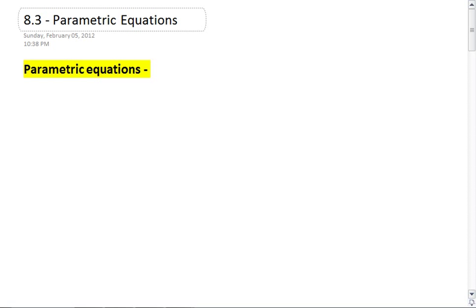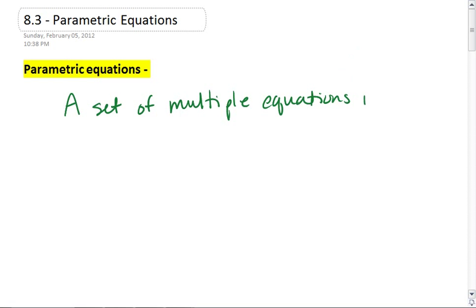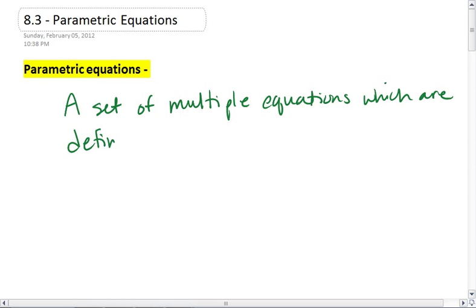Section 8.3, Parametric Equations. Parametric equations are going to be a set of multiple equations which are defined in terms of a parameter.